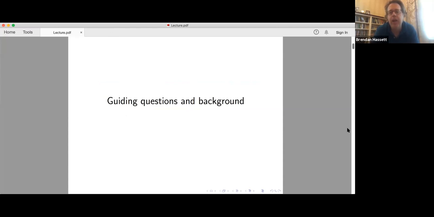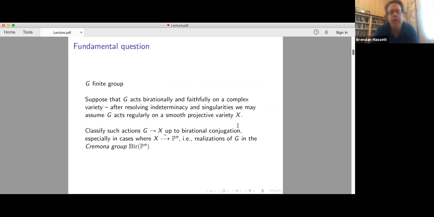So let me set some of the guiding questions that motivate this. So throughout, we're going to work with a finite group, G, and we're going to assume that G acts faithfully and birationally on a complex variety. After resolving the indeterminacy and resolving the singularities, we may as well assume that G acts regularly on a smooth projective variety X. So birational actions are sort of where things originate from, but for our purposes, we can do our computations on smooth projective models.